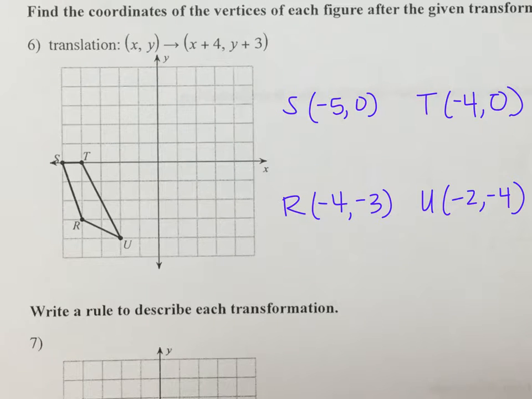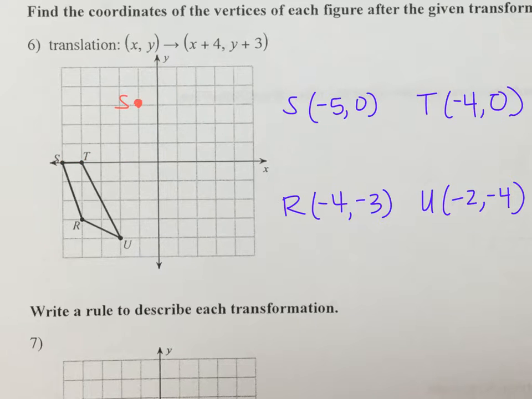Okay, there are 2 different ways to do number 6. I went ahead and wrote the coordinates for the original picture on this side. The first way is to just straight up count and draw it onto the board and then write your new coordinates down. So x is plus 4. So if I start with my S, I got to go over 4. Y is plus 3, up 3. That would be my new S.